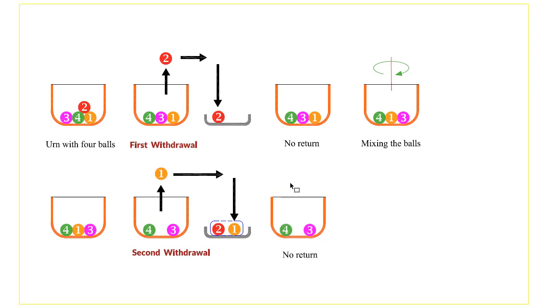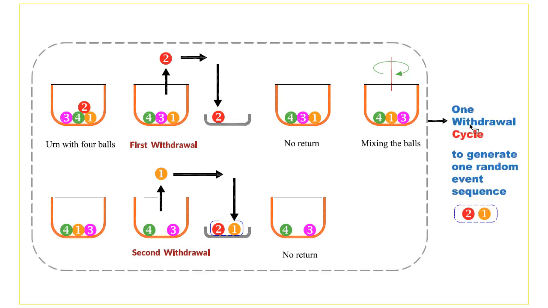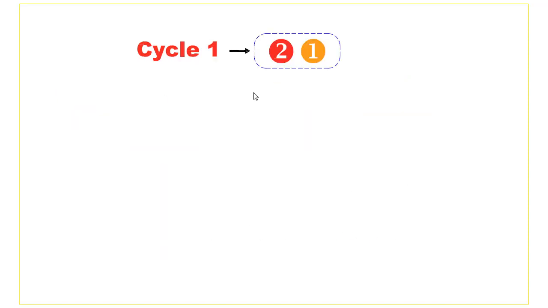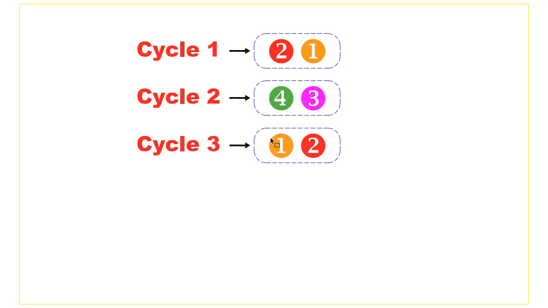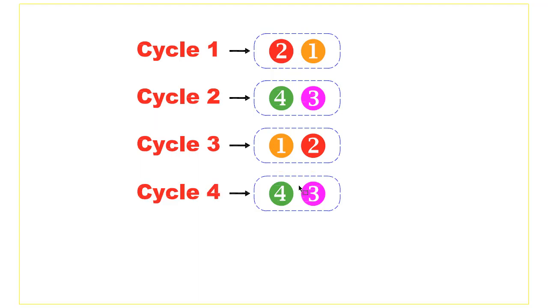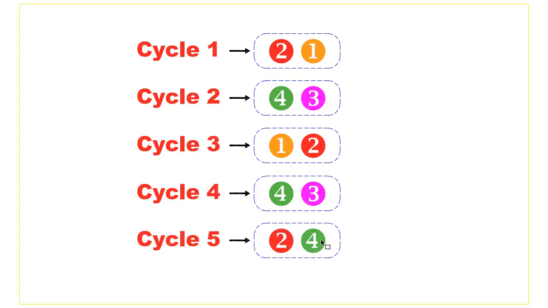Now the urn has only 2 balls, and we can repeat this cycle over and over again to generate a new sequence such as 2, 1, 3, 4, and so on. But every time we start this experiment, we have to refill it again with the 4 balls and start again. So all this process is one withdrawal cycle to generate one random sequence such as 2, 1. If we repeat this cycle over and over, we may get in cycle 2 the sequence 4, 3. In cycle 3, we may get sequence 1, 2, and so on.